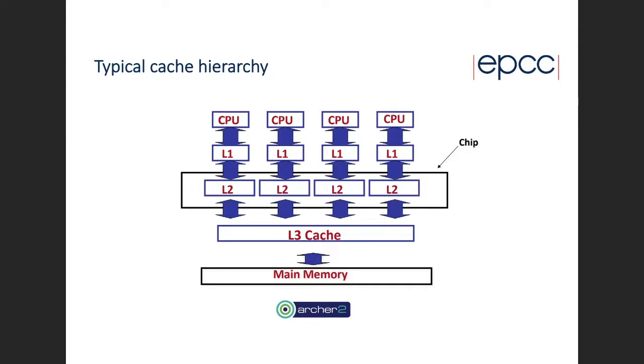Typically you have lots of cores, each with a level one and level two cache, and then they share some level three cache. The level three cache structure in the AMD ROMs is unusual, and we will talk a fair bit about that later on.